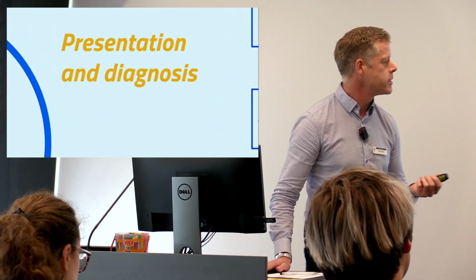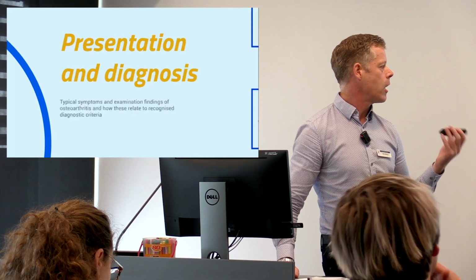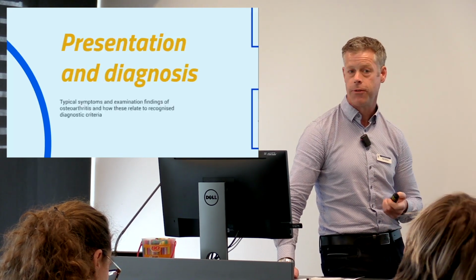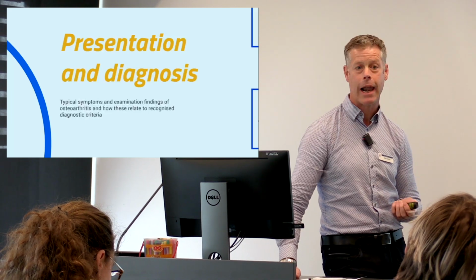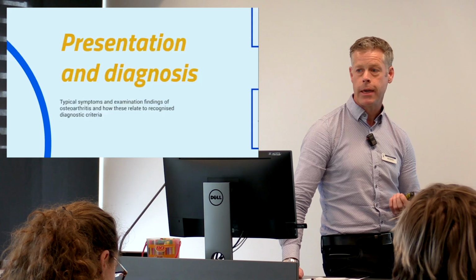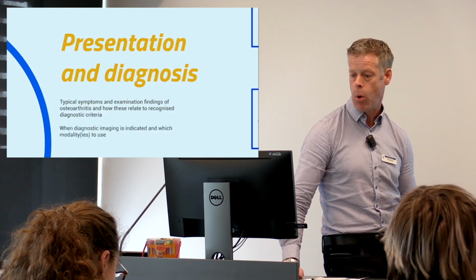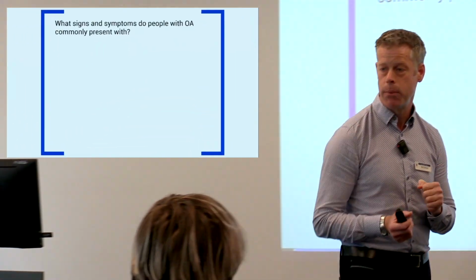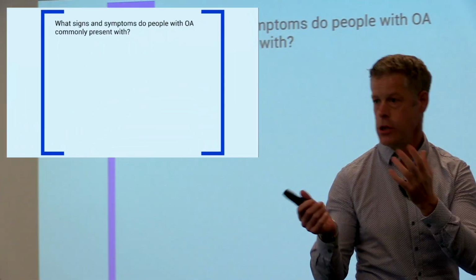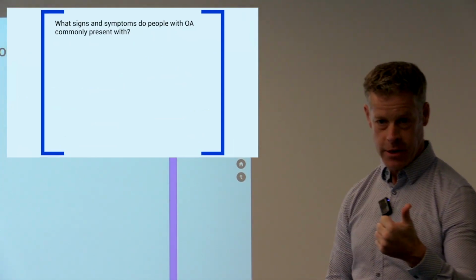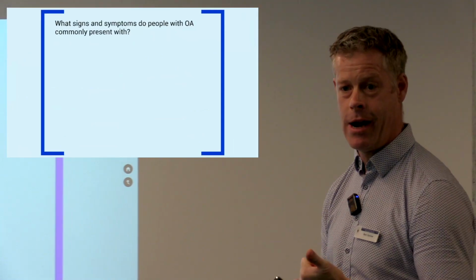So, in terms of presentation and diagnosis, I would like you to understand what the typical symptoms and examination findings of osteoarthritis are and how to relate those to recognised diagnostic criteria, and when you may use diagnostic imaging and why. So, what are the signs and symptoms that people with osteoarthritis will come into your clinic room with? Pain. Yeah, and pain when?